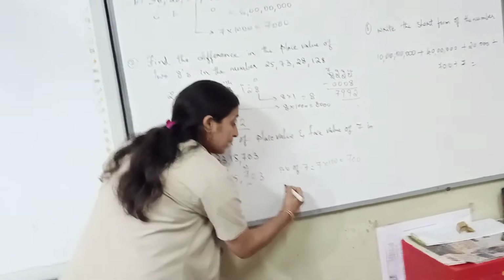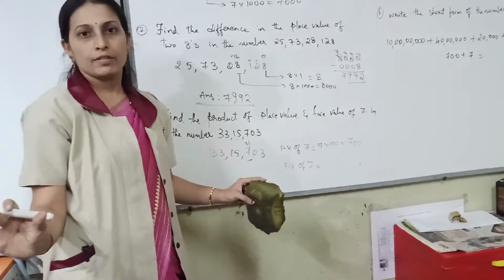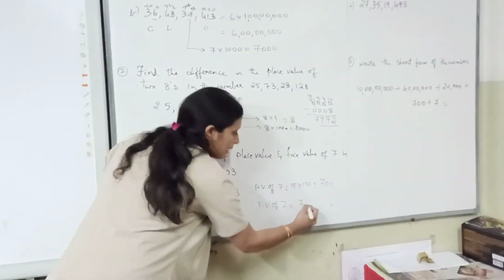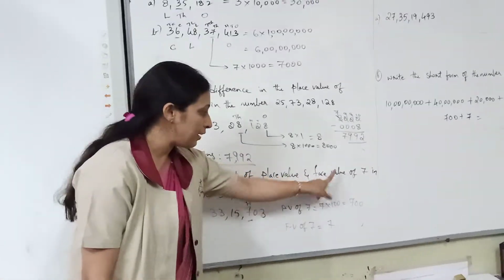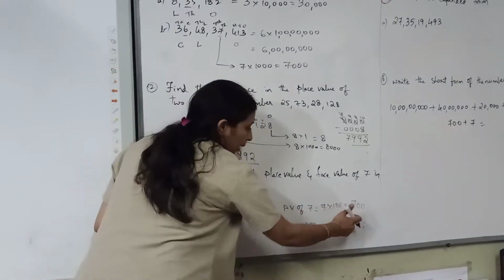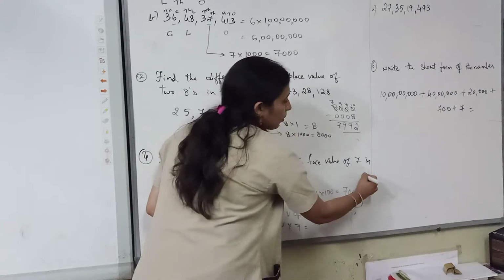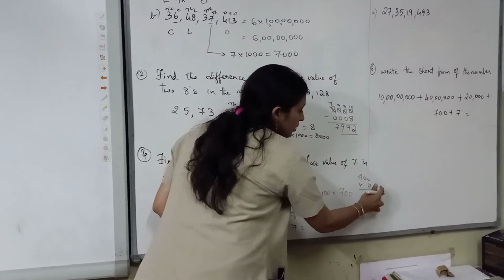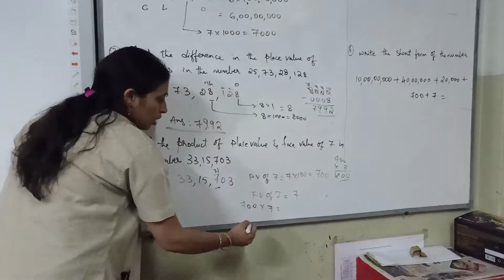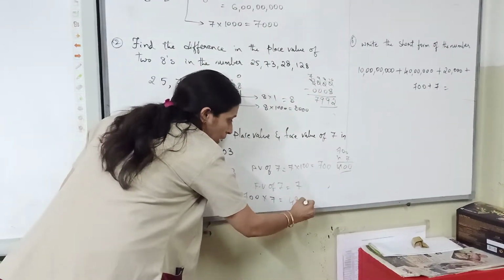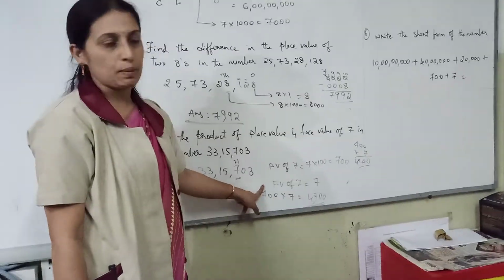And coming to face value, what is the face value of 7? Face value of any digit is the digit itself. Okay? So face value of 7 is 7. Now what do we have to find? Product of place value and face value. So we have to multiply both. 700 into 7, if you do it in rough: 7 zeros are 0, 7 zeros are 0, 7 sevens are 49. So what will be the answer? 4,900 is the product of the place value and the face value.